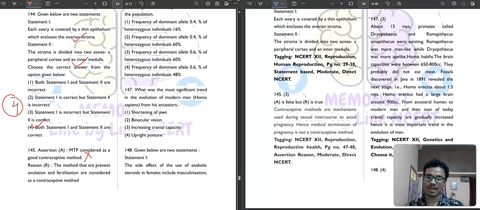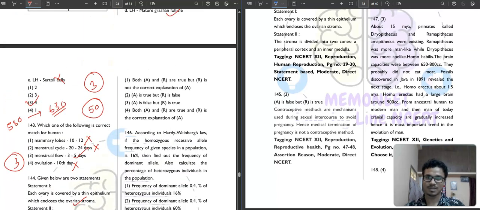Then the methods that prevent ovulation and fertilization are considered contraceptive methods. Yeah, it is correct. So assertion is false, but reason is true. So what will be your answer? The third option is your answer. Very easy. Assertion reason gets tough when both statements are true, then you need to find the logic between them. But when only one is true, you don't need to find the logic. Just put the correct answer.